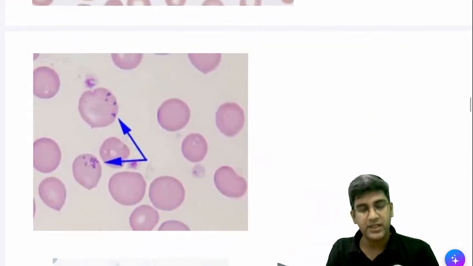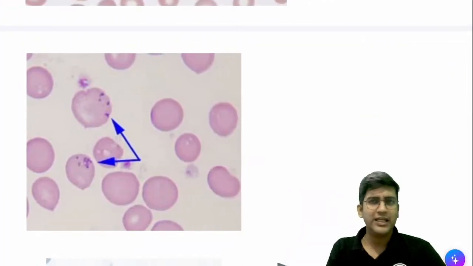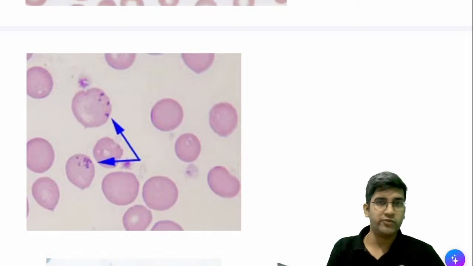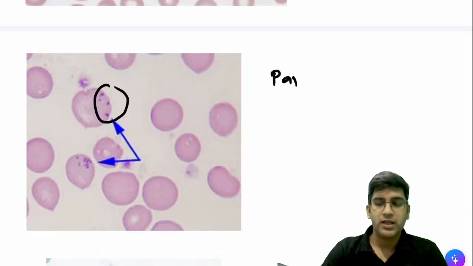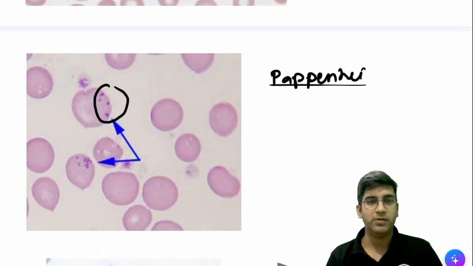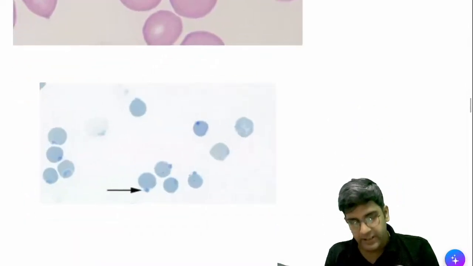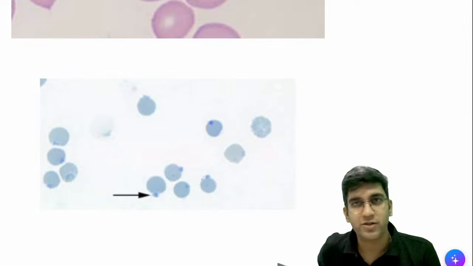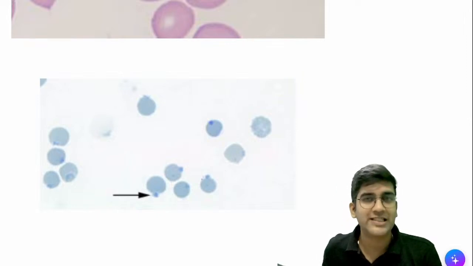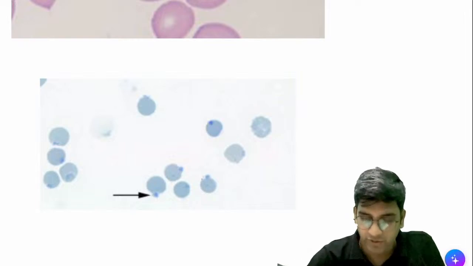Next, Leishman pneumothil blue. Leishman, single, multiple, uniform, not uniform. Only here I have inclusion, right? That's your perfect Pappenheimer body. Okay, that's a perfect Pappenheimer body, right? Leishman pneumothil blue, it's blue in color. Single, multiple, single. That's your G6PD deficiency.